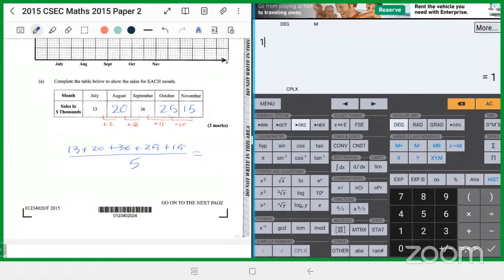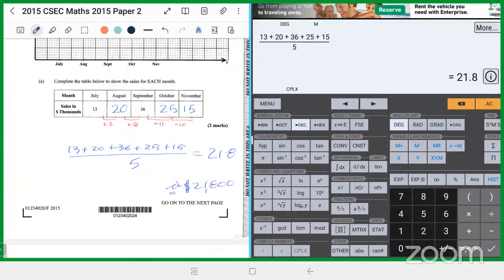So it's 13. Let's do the fraction. 13 plus 20 plus 36 plus 25 plus 15 over 5. So it's 21.8. 21.8 thousand, right? So what you can do now, you can say that is $21,800, if you want to put it as money. That's the average.